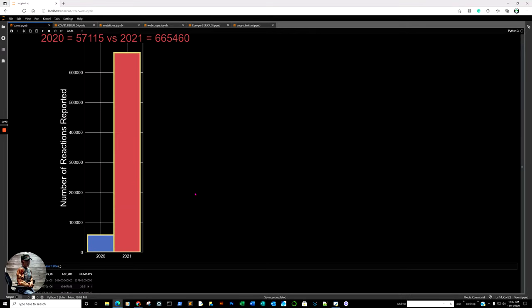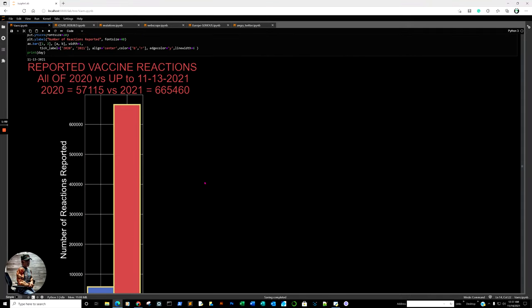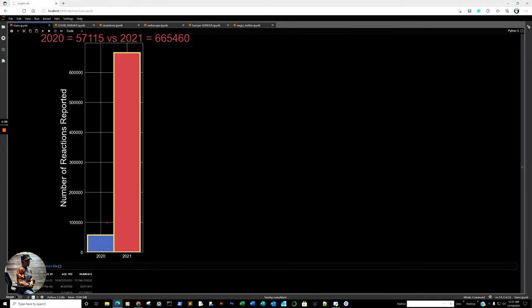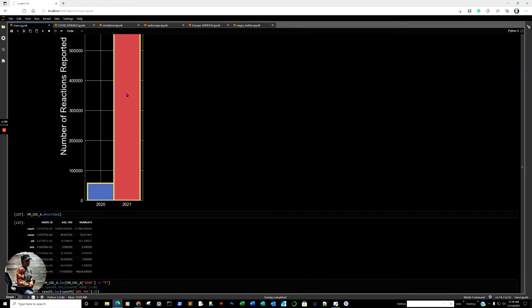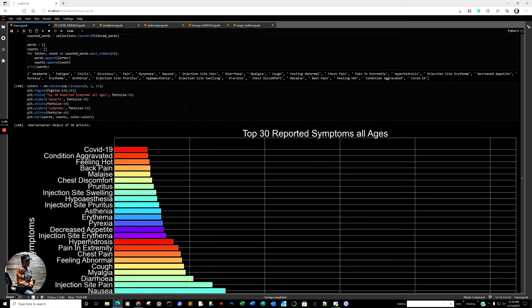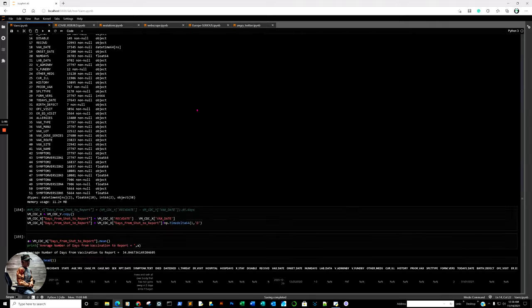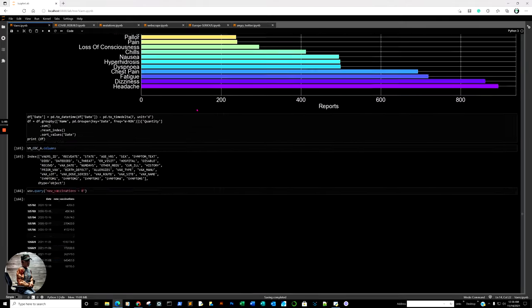Coming down the line, this is actually way too big now. This is all of adverse event reports being submitted to the CDC VAERS system. That's 2020. That's 2021. That's all 2020. All of 2020. And this, of course, is only up to, we're not quite done with the year. All right, I'm going to go through this real fast. I'll redo those in a little cleaner format later on.